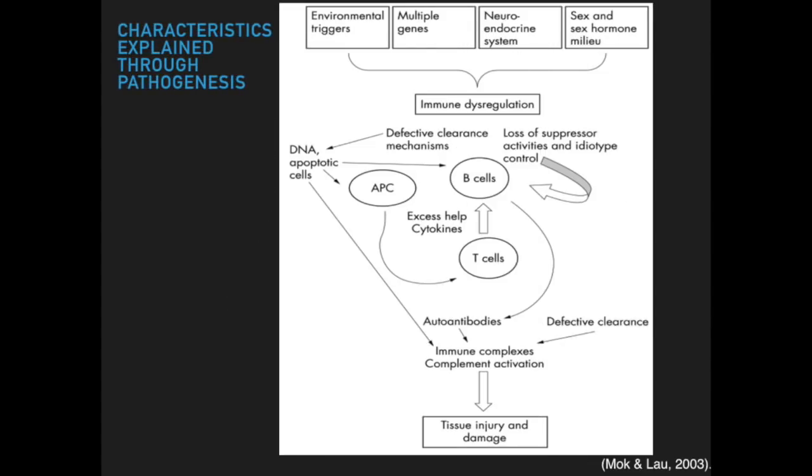This diagram describes the pathogenesis and main characteristics of SLE. As you can see on the top of the diagram, environmental triggers, multiple genes, neuroendocrine system, and sex hormones contribute to immune dysregulation. Further specific cells involved are also shown, such as excess T cell help, B cell suppression, which further lead to the production of autoantibodies, and finally, leading to tissue injury and damage.